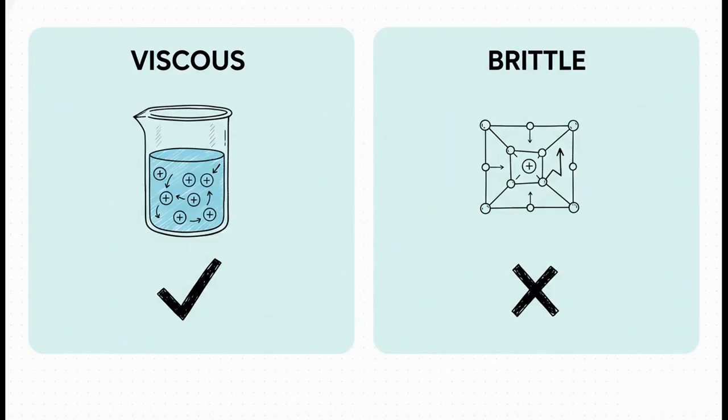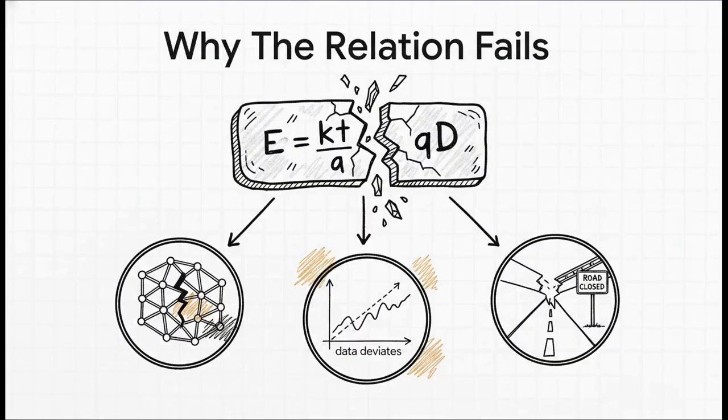But a lot of these new solid-state materials are more like a ceramic plate. They're brittle. Ions don't flow through them. They have to hopscotch their way through a rigid structure that can crack and fracture. The physics of it is just a completely different ballgame. And that's exactly why this classic model is starting to hit a wall.